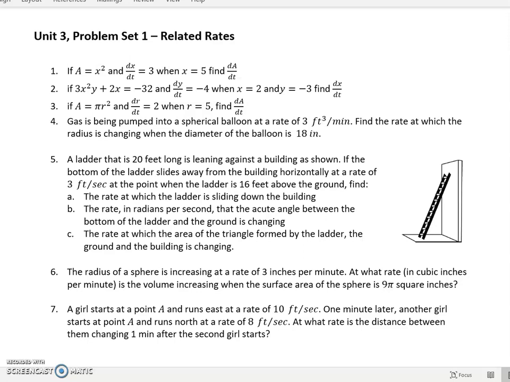When it comes to related rates, remember the biggest thing is setting up a relationship and then taking the derivative. So for example, if I'm looking at number 4, if I want to find the rate at which the radius is changing, the first thing I would do is write down what I'm trying to find. Then I need to make a relationship. Well, if gas is being pumped in, that's a volume and it's a rate of volume. So boom, I immediately know I need volume. For a sphere, it's 4/3 pi r cubed, excuse me.